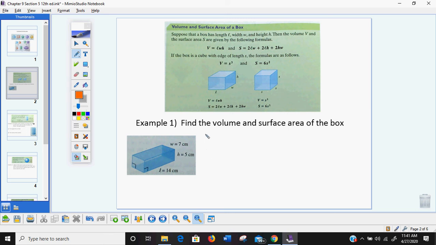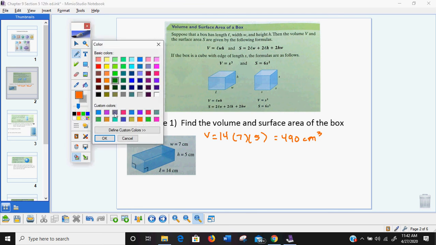So let's start with volume. Volume is going to be equal to the length, which is 14, times the width, which is 7, times the height, which is 5. When you multiply all that out, you get 490. And you guys, this is going to be cubic centimeters. Volume is cubic, so it would have a little 3 up there. Surface area is squared, but volume is cubic.